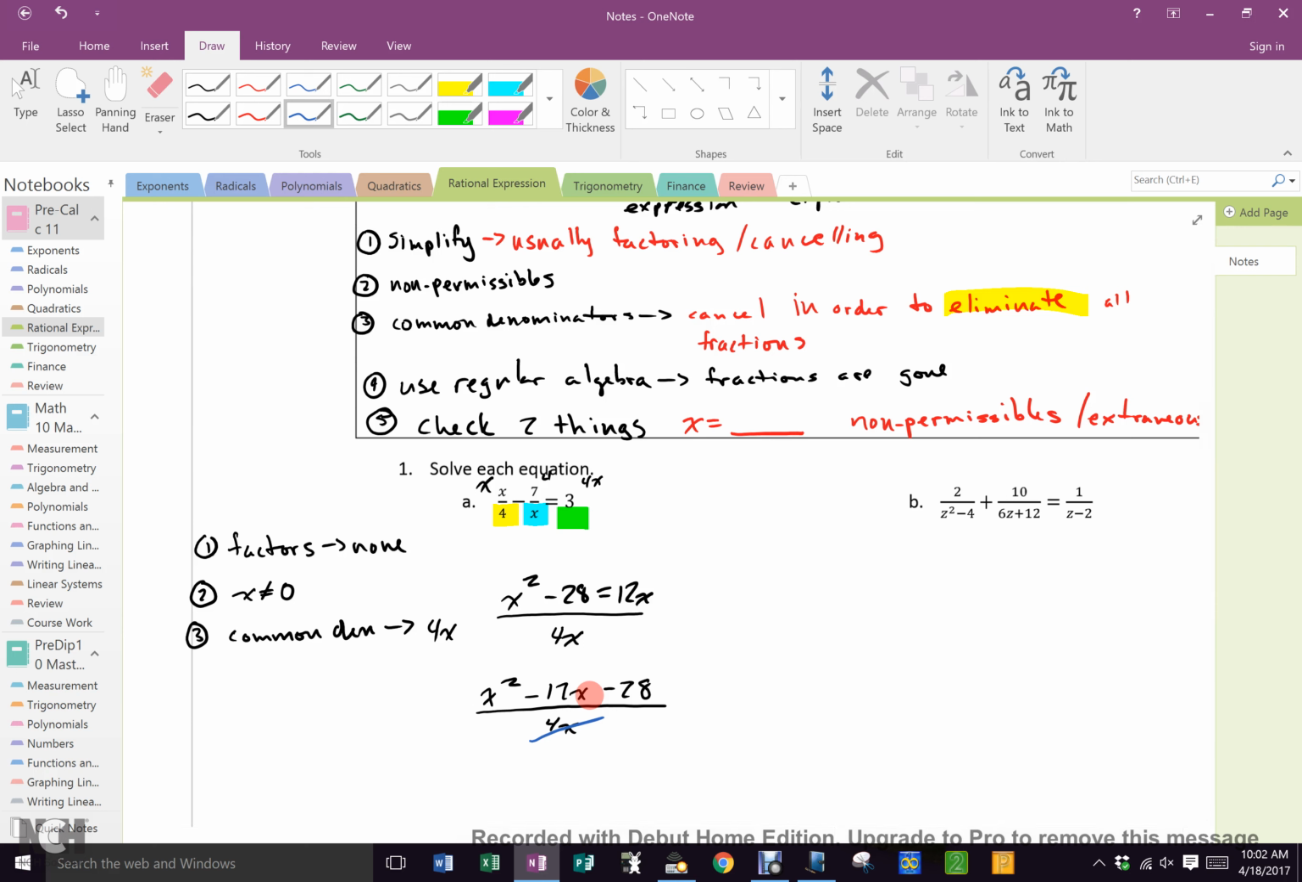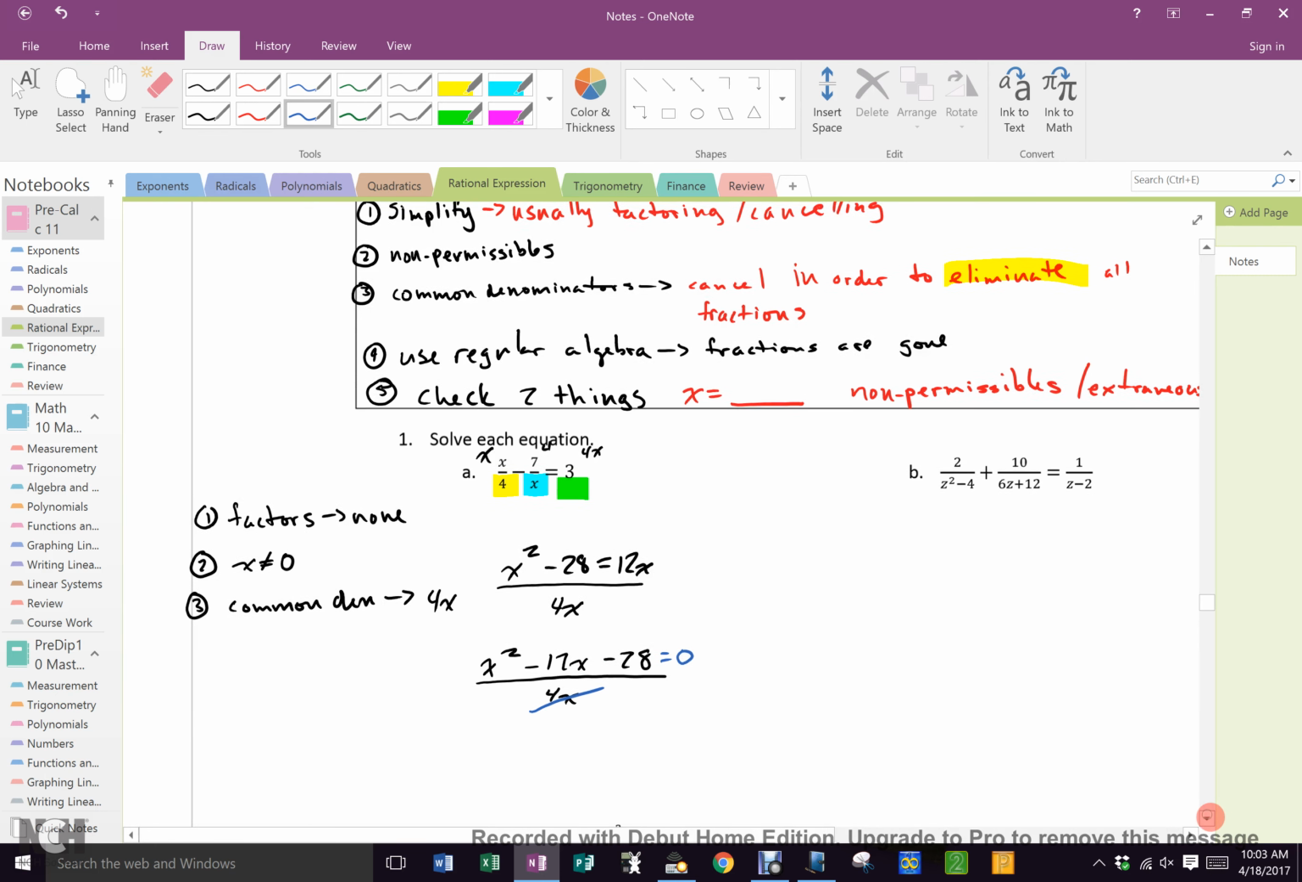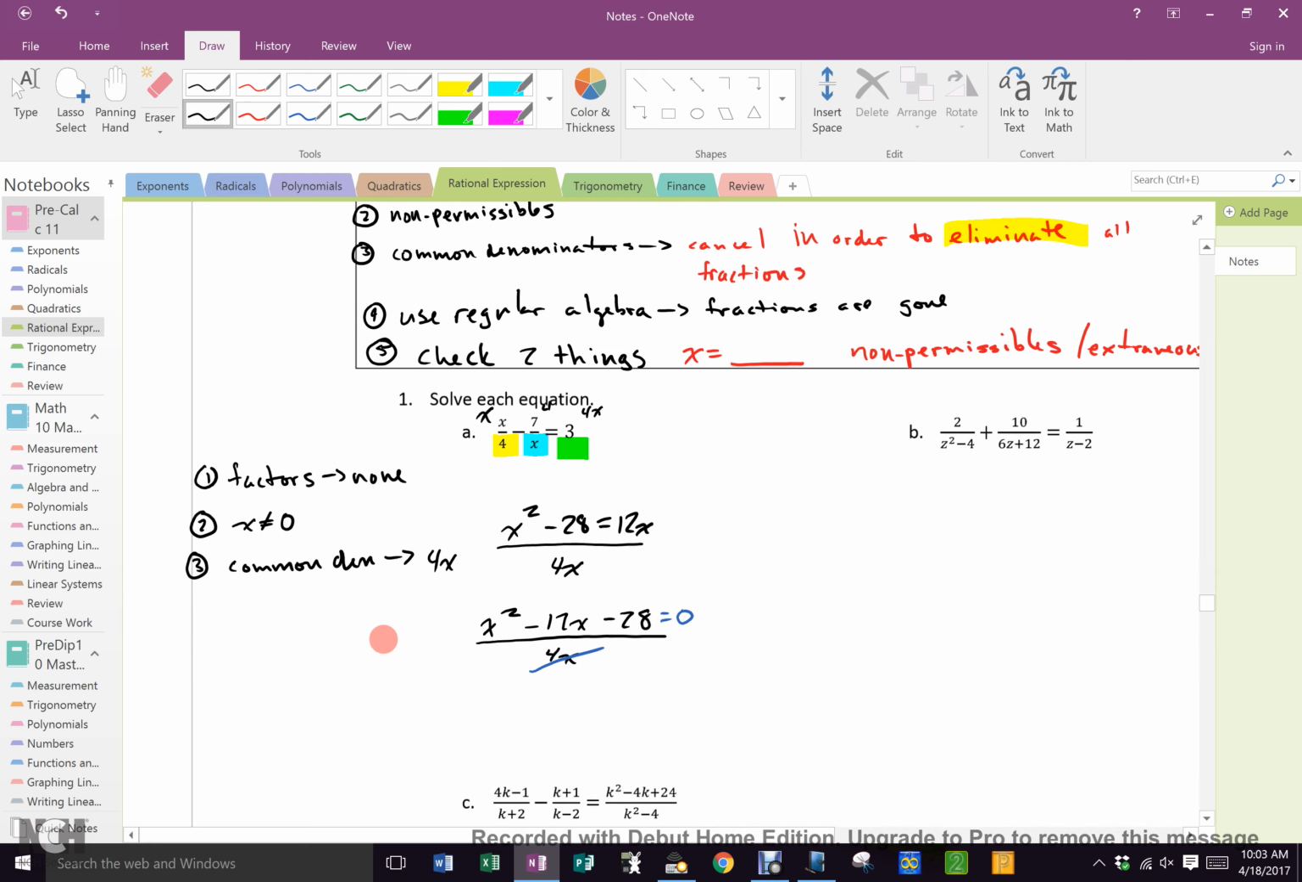If you don't believe me, I can get a fraction question out and show you with no variables. But is everyone okay with that? Okay, so what would you do with this now? Step 4 is we use regular algebra. So what am I going to do with x squared minus 12x minus 28 equals 0? How do I solve that?